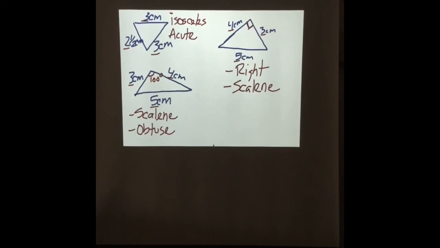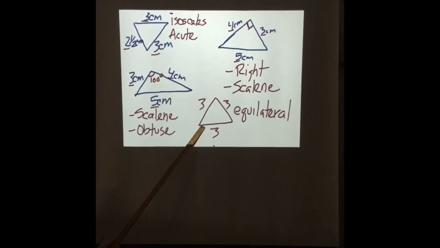If I did one that looked like this, and I said this is 3, 3, and 3, what's that? Yeah, it's an equilateral triangle. Good job. Now what else? Is it obtuse? Is it right? Nope, it's acute. Good job.